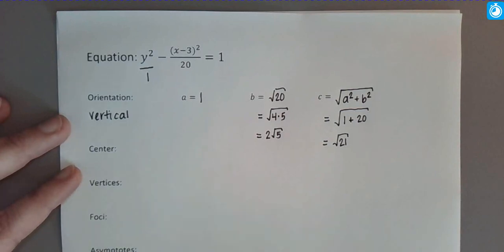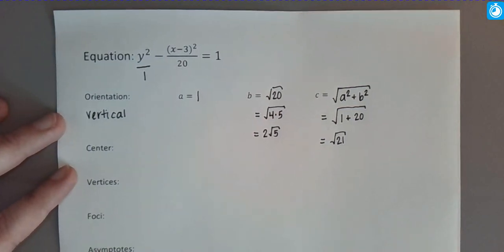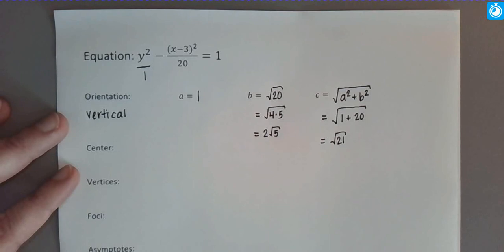Now 21 is also not a perfect square, but the only numbers that divide evenly into 21 are 1, 3, 7, and 21. None of those numbers are perfect squares. So that's an indication that the square root of 21 can't be simplified any further. So when we want to reference the value for C, we're going to use square root of 21 as is. Okay, now that we have all these values, we're ready to proceed.